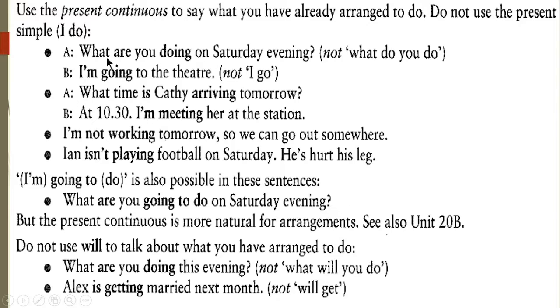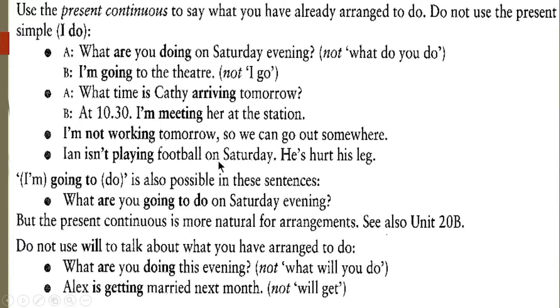For example, what are you doing on Saturday evening? Not what to do, what do you do? I'm going to the theater, not I go. I go is present simple, so we cannot use it. What time is Kathy arriving tomorrow? At 10:30. I'm meeting her at the station. I'm not working tomorrow, so we can go out somewhere.